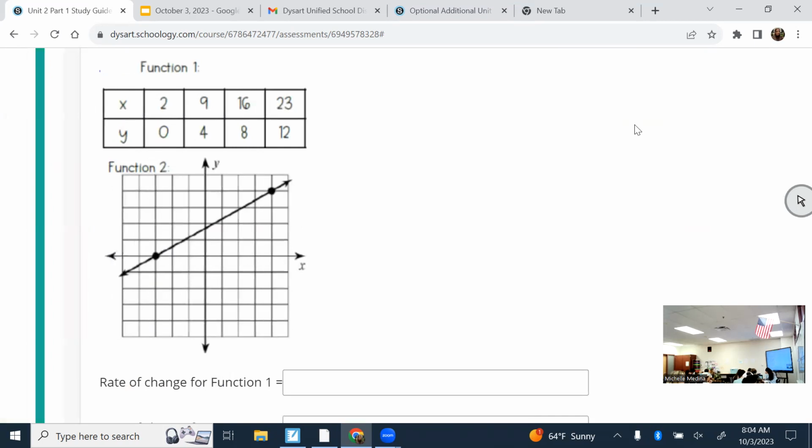I'll even check from another coordinate just to be sure. So say I do 8 minus 4 over 16 minus 9. I get 4/7. Yeah, it's 4/7. Function 2, let me look at it again. These points I could see really clearly. 1, 2, 3, 4. 1, 2, 3, 4, 5, 6, 7. Yeah, it's 4/7, not 1/2.